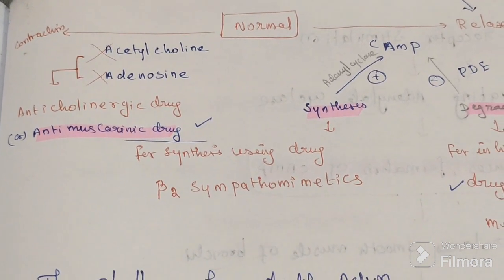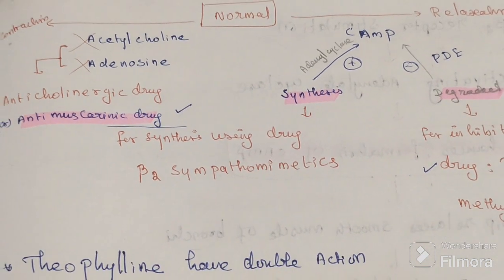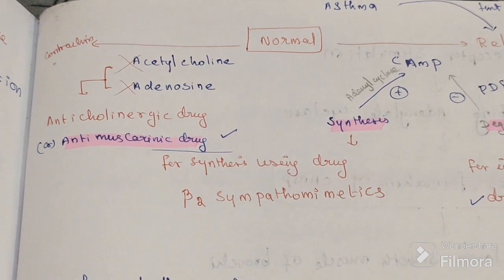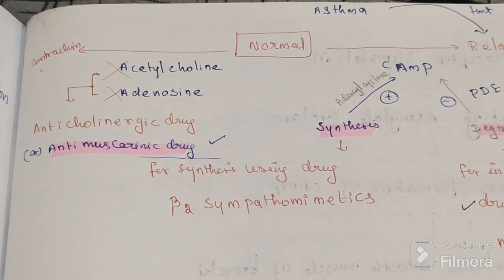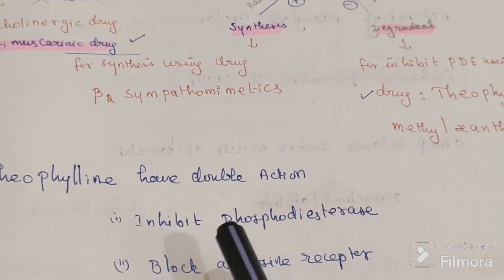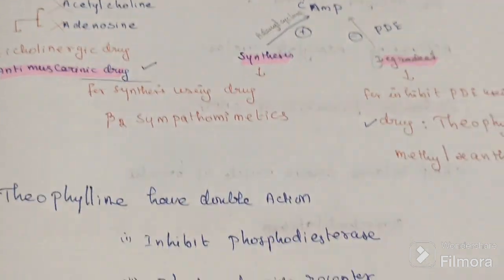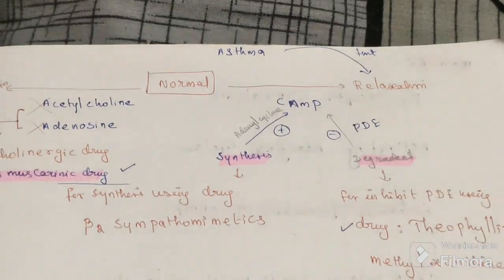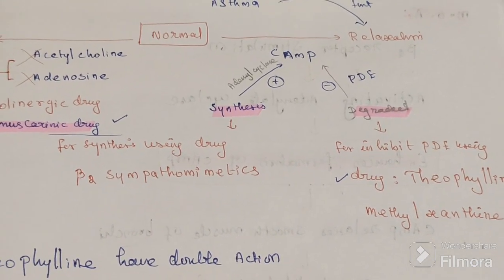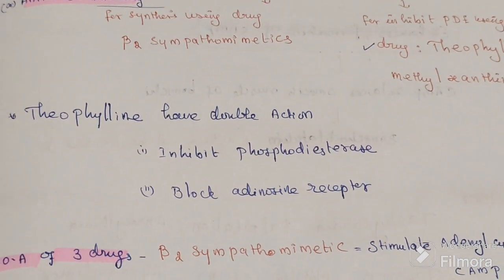Theophylline has a double action. Theophylline inhibits phosphodiesterase and blocks the adenosine receptor. Theophylline has a double role: it inhibits phosphodiesterase and blocks adenosine receptors. So this is the mechanism of three drugs.